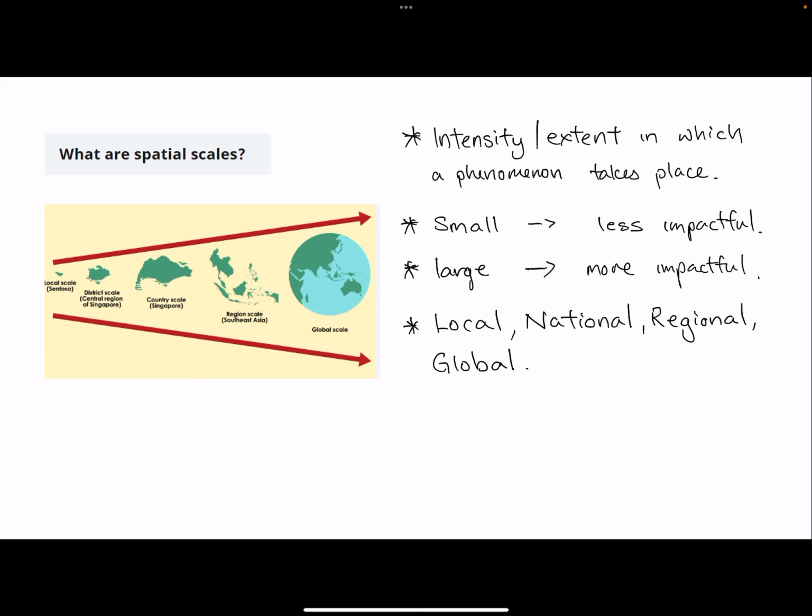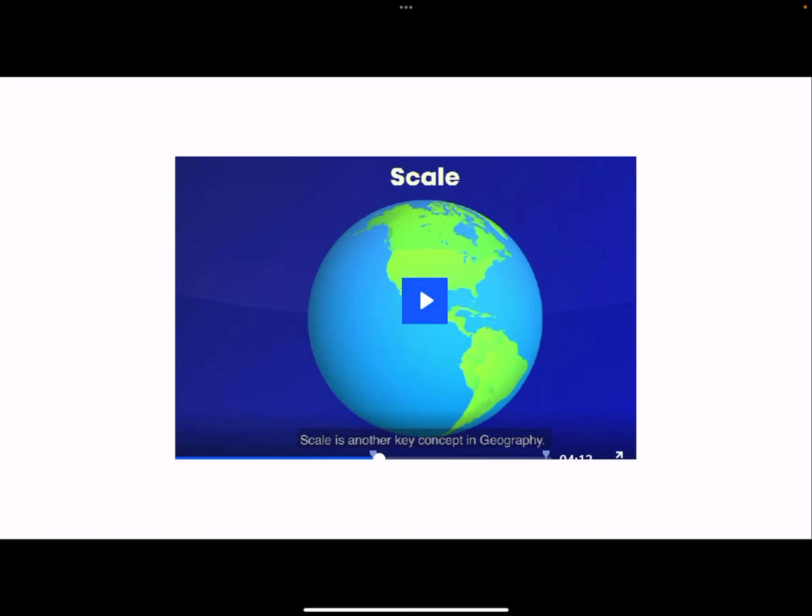And then global scale. In the very recent past few years, when we had the COVID-19 pandemic, that would be a global scale disease. It's very impactful. It actually affects all countries. They don't respect borders. So this is what we are looking at when we talk about spatial scales. Now, of course, we're not only using this for diseases. You can use this for many other phenomena. As long as it is able to scale up or scale down, you can use this idea of spatial scales.